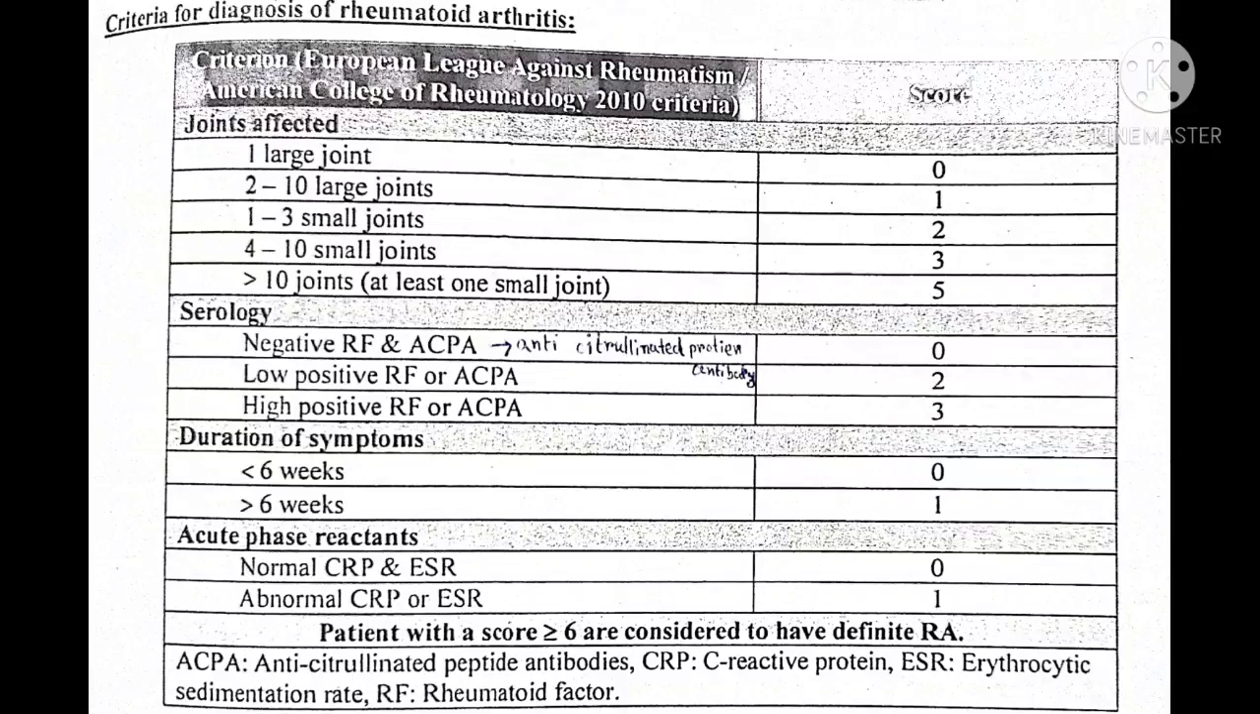We see the presence of acute phase reactants. If C-reactive protein and ESR is normal, then the score is 0. And in case of abnormal C-reactive protein and ESR or erythrocyte sedimentation rate, the score is 1. A patient with a score more than or equal to 6 is considered to have definite rheumatoid arthritis.